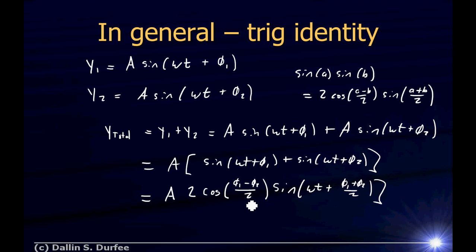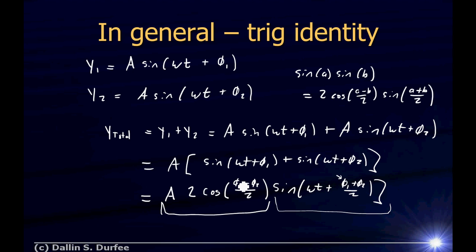And what I see is I have a sine wave that's oscillating at the frequency of the two waves I added together. There is a phase on that sine wave, which is just an average of the two phases. This thing here doesn't depend on time. It's kind of like this whole thing right here is the amplitude of my new sine wave that I get from adding the two of them together. And the amplitude depends on the differences in those phases.